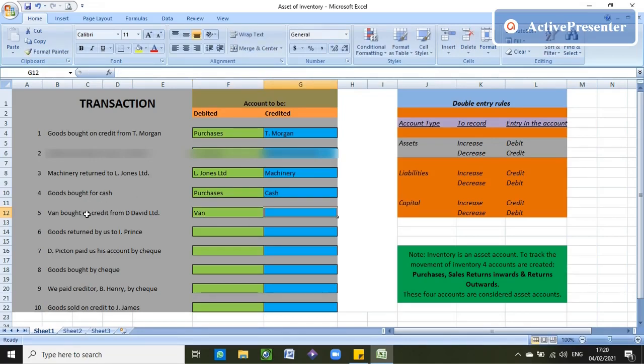How did we get the van? We got it on credit. That means that we owe someone. Who do we owe? D. David. So if we owe him, that means that D. David is a liability, and we show an increase in liabilities by doing credit entries. So I will credit D. David Ltd.